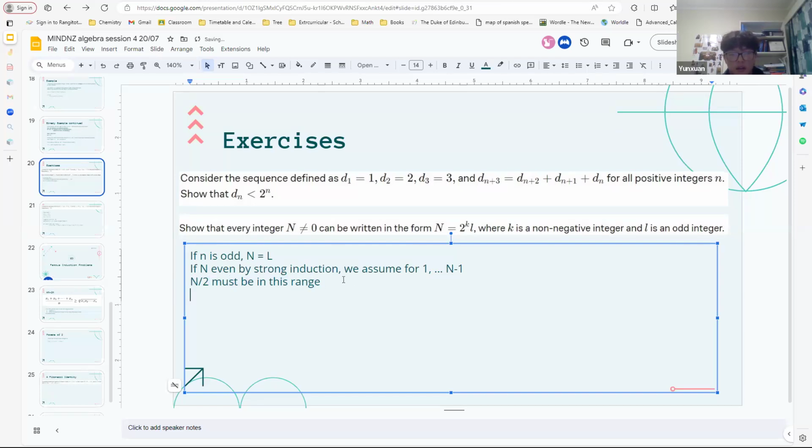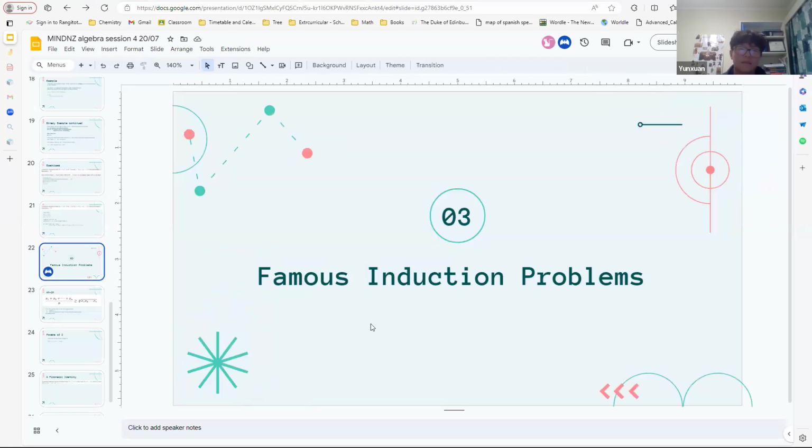So we can let n over 2 equal 2^(k-1) times l. Then that means n equals 2^k times l, right? But is this unique? It is, right? Because any number that's n divided by 2 times 2 is just n. So it must be unique because it only applies to it. Okay, now we will move on to famous induction problems.